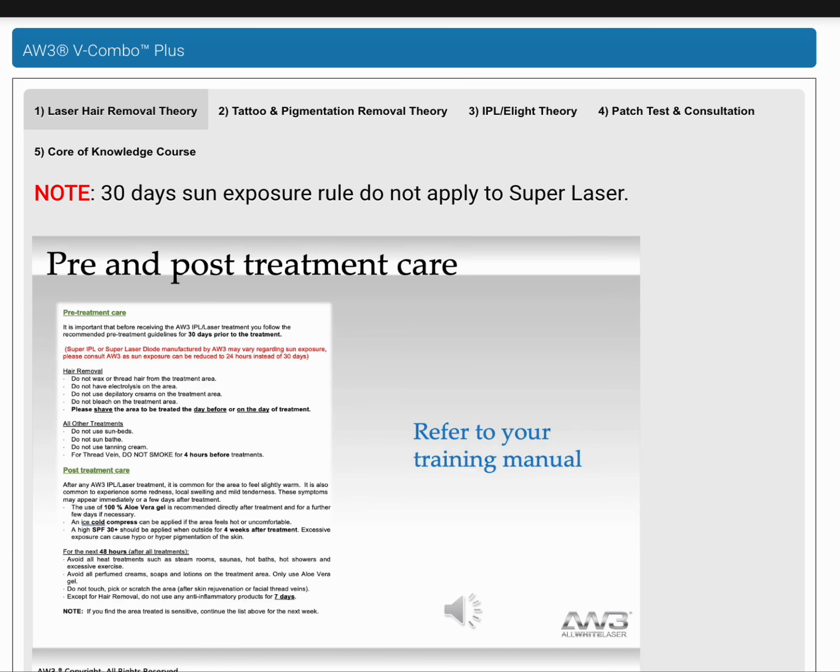Pre- and post-treatment care. If the area is exposed, use a daily SPF 30+ sunscreen. Aloe vera can be used directly after the treatment to help cool the area, and if there is excessive heat in the area, a cold compress can be used. Do not pick or scratch the area or use any perfumed products. If a customer would like to apply makeup directly after the treatment, we advise they use only a mineral foundation, no hot baths, saunas or steam rooms to be used after the treatment, and no heat treatments to the area.